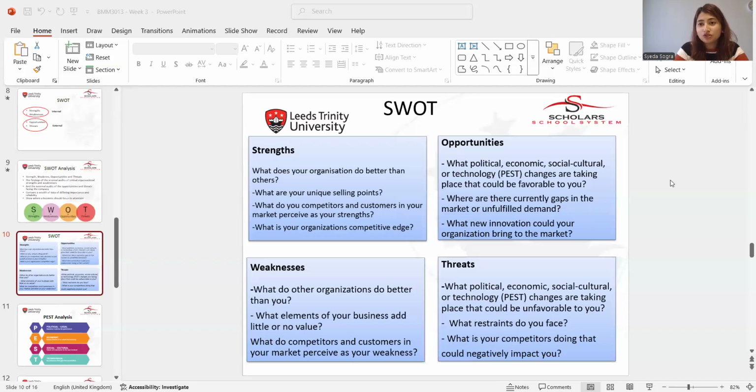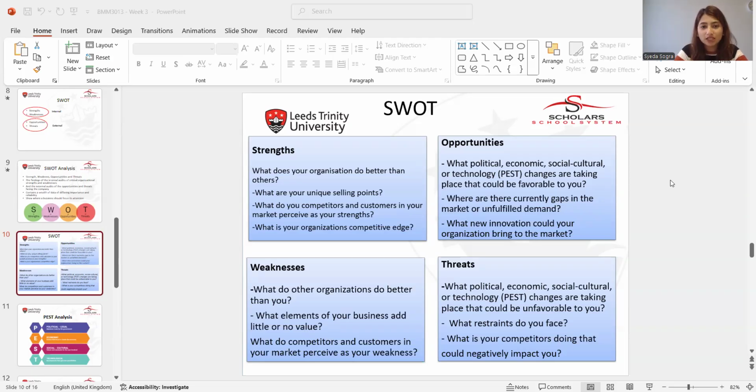So when you think about strength, these are certain questions you need to look up. That means, what does your organization do better than the others? What are your unique selling points? And what do competitors and the customers in the market think is your strength? And what is your competitors' or the organization's competitive advantage?